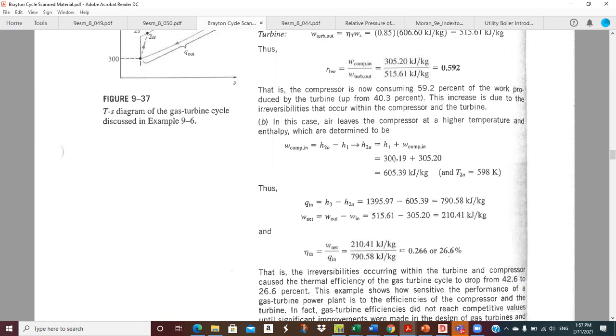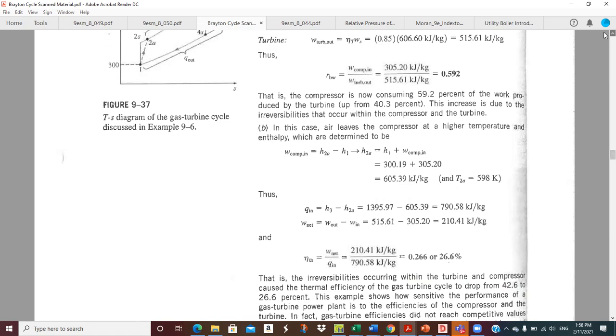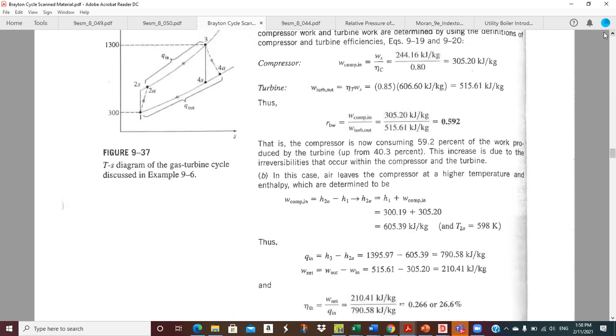Let's see, did I skip over this one? I think he had to do the turbine. I may have skipped past something here. Let me see. Is that right? Oh, that's all right. I thought he did the turbine too. Let me see.